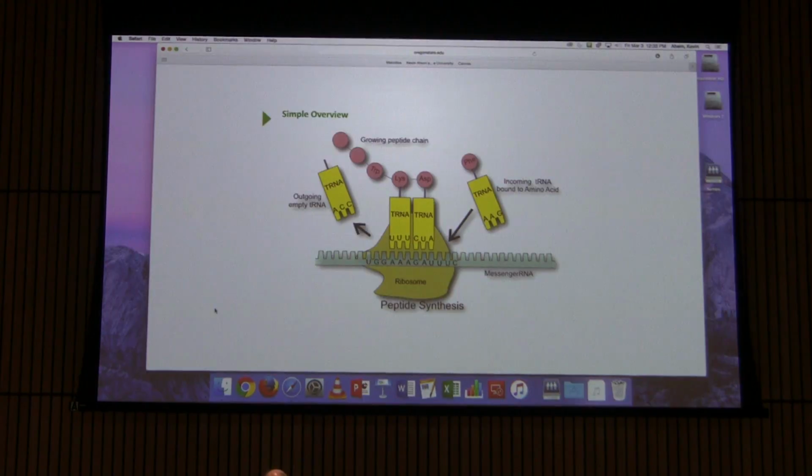During this translation process, as I said, the ribosome is moving from left to right, and the transfer RNAs are coming in from right to left. Each transfer RNA carries 1 amino acid, and each transfer RNA has a unique anticodon that forms base pairs with the codon of the messenger RNA.